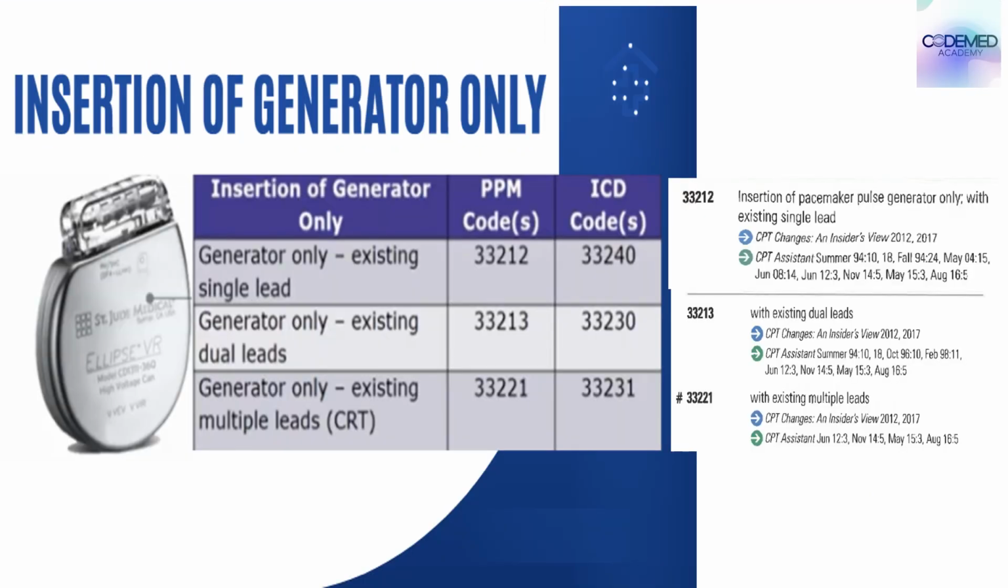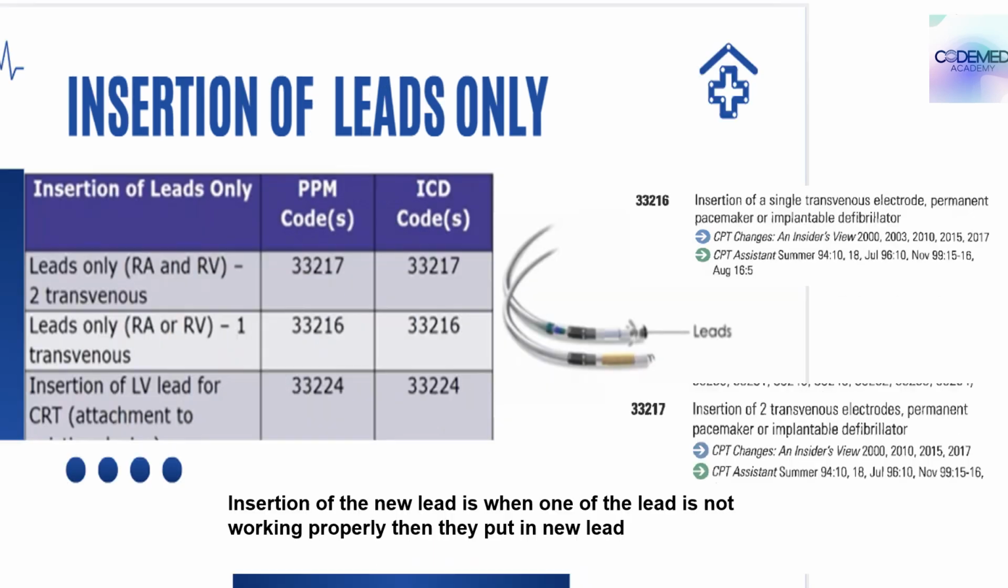So these are the codes for the insertion of the generator only. Generator means the battery. Pulse generator means the battery. And these codes are for the pacemaker, and these are the codes for the defibrillator. And the code differs depending upon the number of leads. So if I am inserting the generator into a single lead system, the code is 33212, and so on and so forth. So these are the codes for the insertion of the leads.